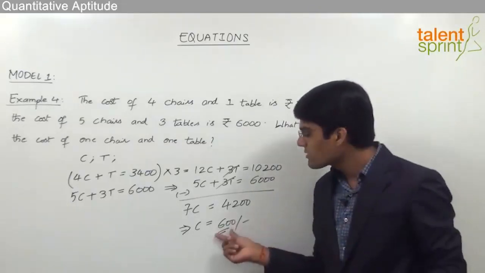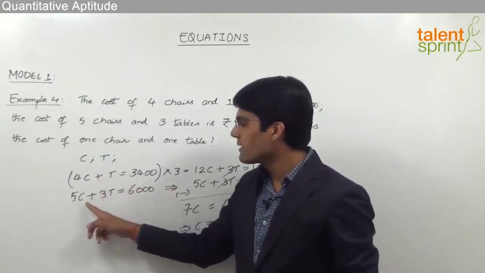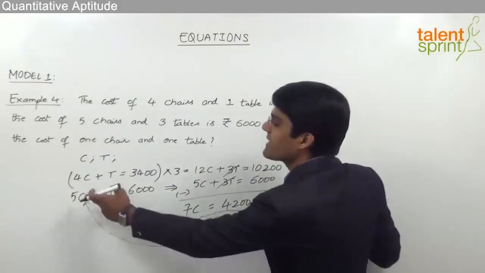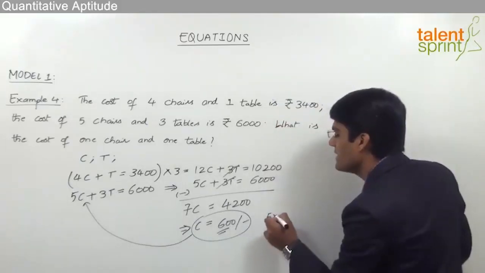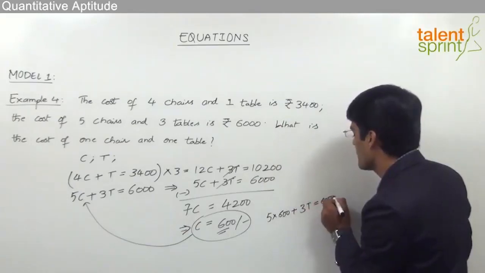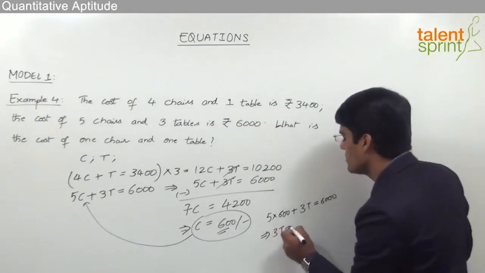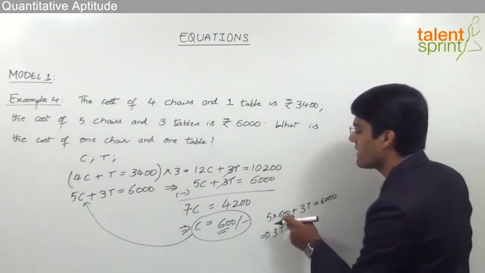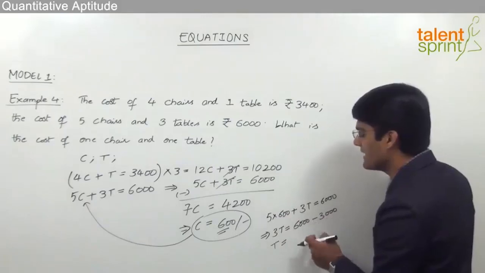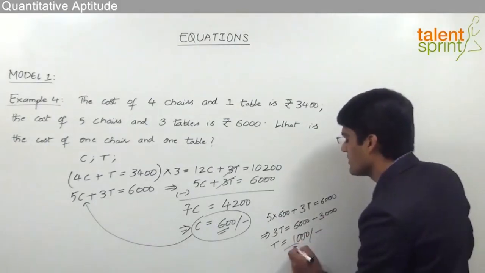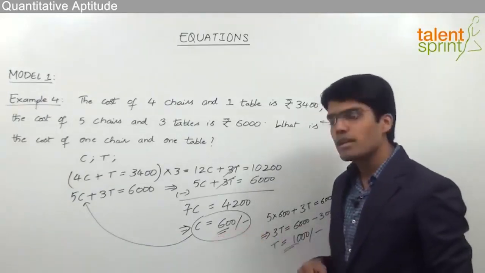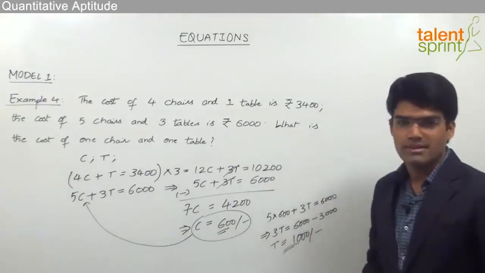And once we have obtained the cost of each chair, we can substitute this in any one of the equations and find out the cost of 1 table. So by substituting 600 in the second equation, we get 5 into 600 plus 3T equals 6,000. So very clearly 3T is equal to 6,000 minus 5 into 600, which is 3,000. So from this T will be equal to 3,000 by 3, that is equal to 1,000. So the cost of each table is 1,000. So we can say that the cost of each chair is 600 and that of each table is 1,000 rupees.